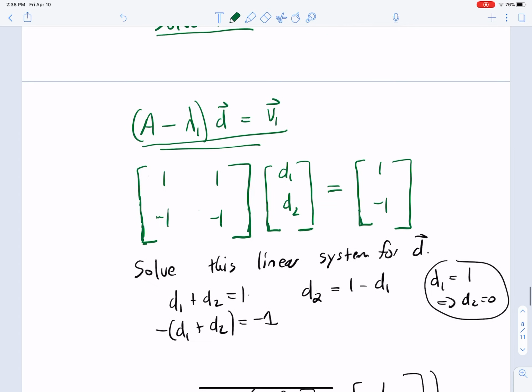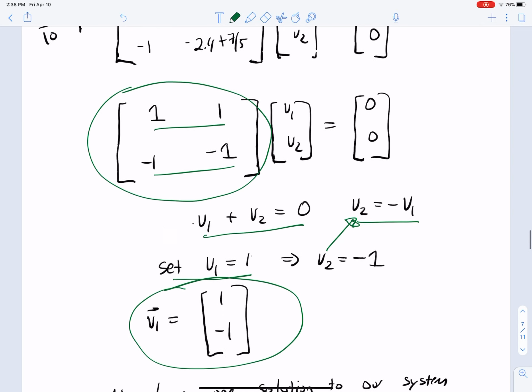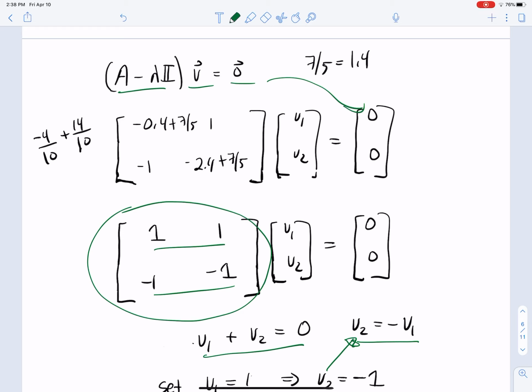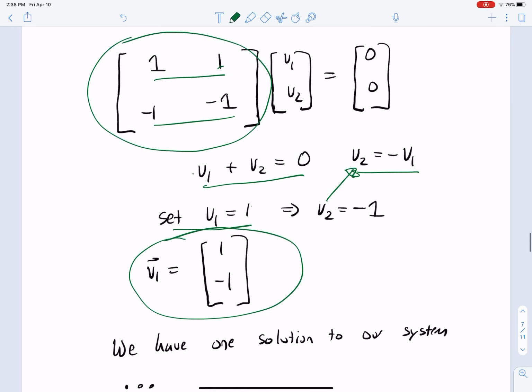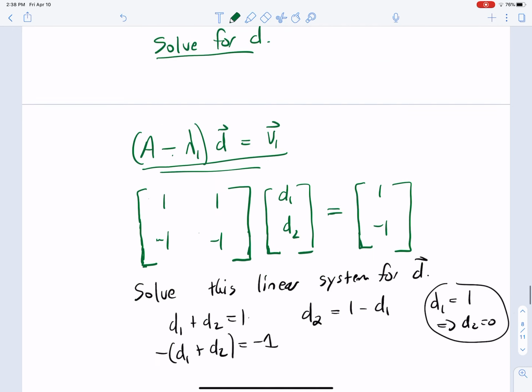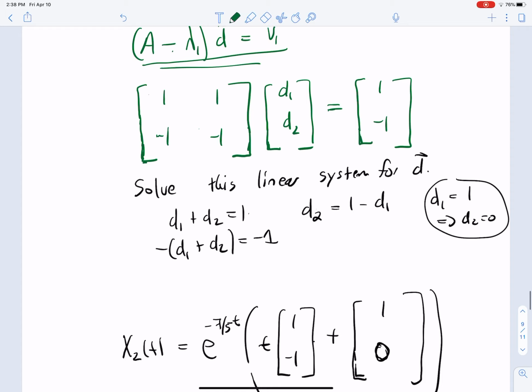All right, so then A minus lambda 1, well, that's actually the same matrix we formed earlier. That's this, right? A minus lambda. So that turns out to be strangely nice. 1, 1, minus 1, minus 1, times d1, d2, that's what we're trying to solve for, equals, and then this is my eigenvector. All right, so then we have to solve this for d.